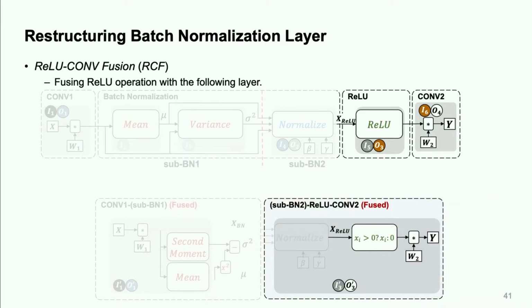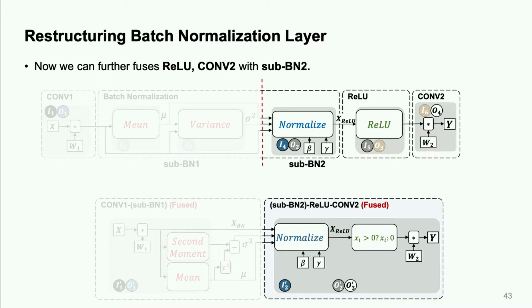After MVF, another optimization is ReLU convolution fusion, which is very similar to the convolution ReLU fusion, but actually done in the reversed order. It's like in the case of fusing convolution and ReLU. This also removes input and output memory accesses on feature maps.